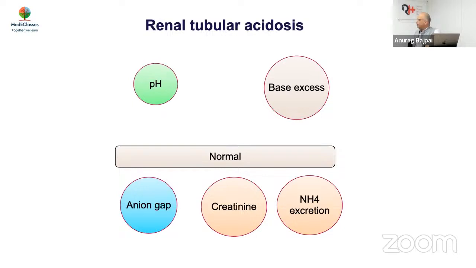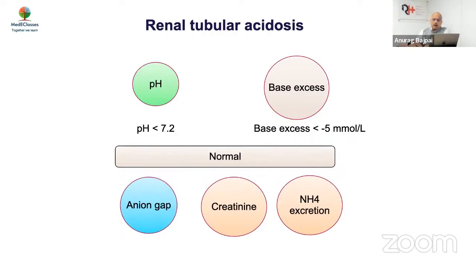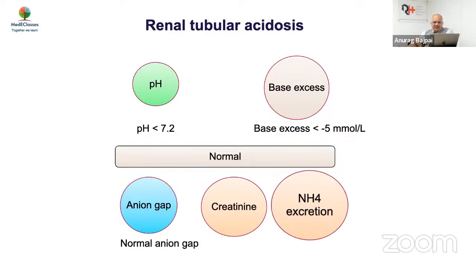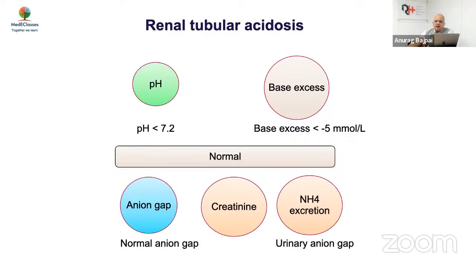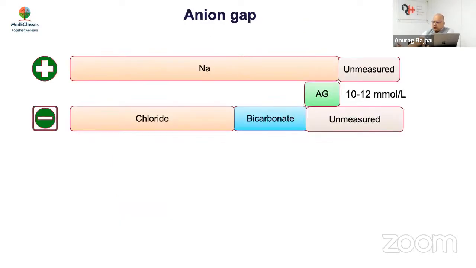So what you need to have is metabolic acidosis, with base excess, of course, being the best marker of metabolic acidosis. Along with that, you need to have a normal anion gap and a defective ammonium secretion with a normal creatinine. That's a basic fundamental principle as far as RTA diagnosis is concerned.